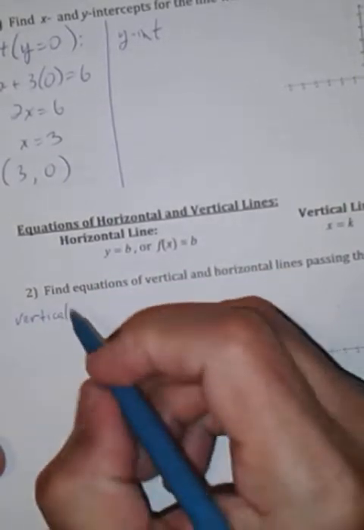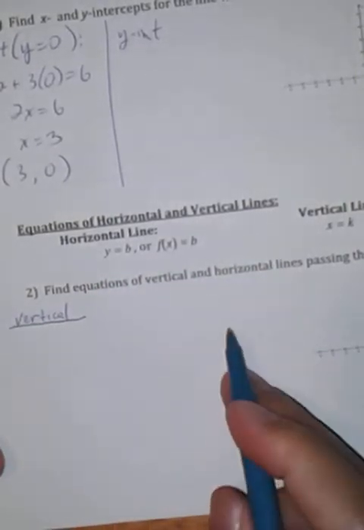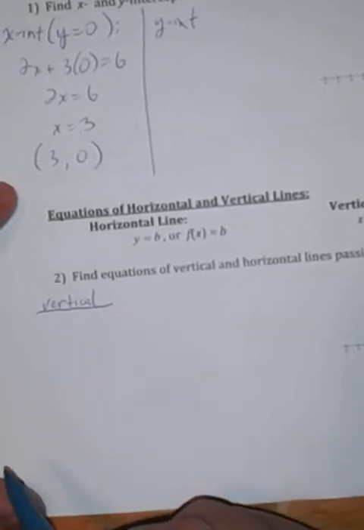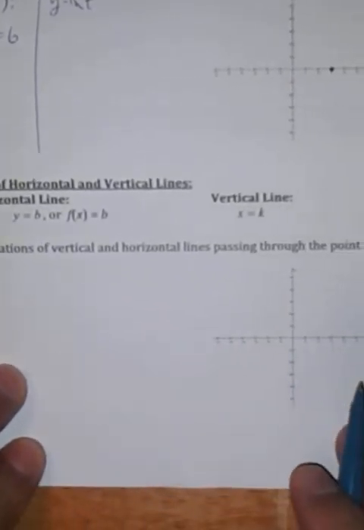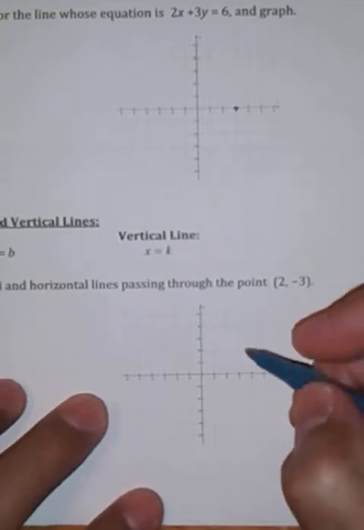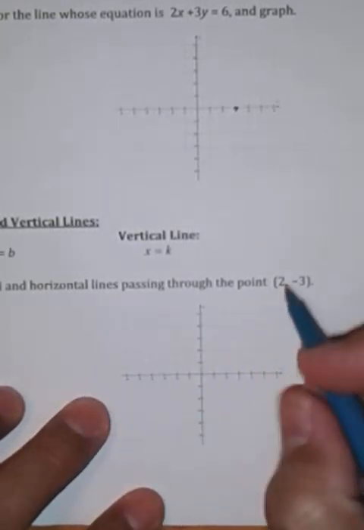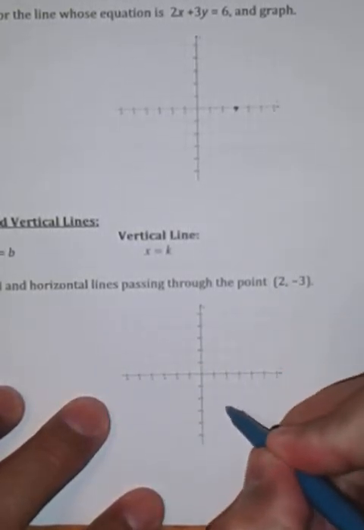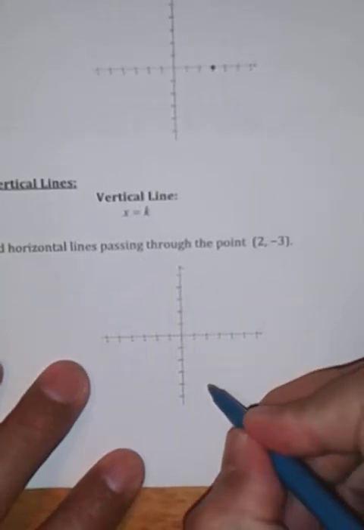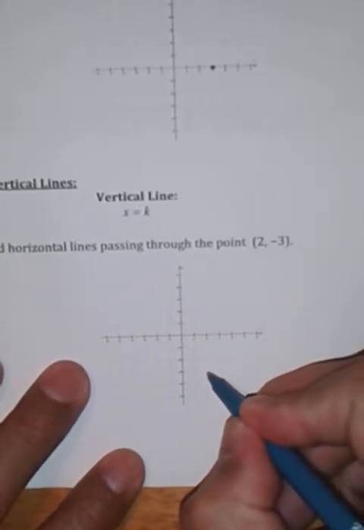And then we'll leave the horizontal for class. Okay, so first I'm going to graph it. Notice it's not asking us to graph it, but I'm going to graph it. So it's a vertical line through the point (2, -3). (2, -3), if I plot that point, is right there.